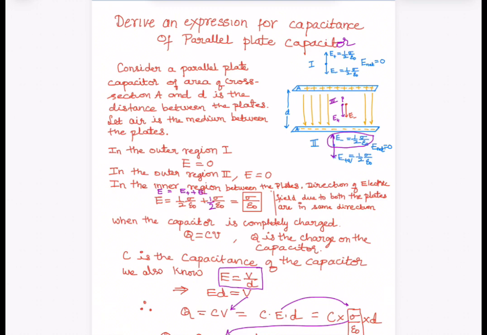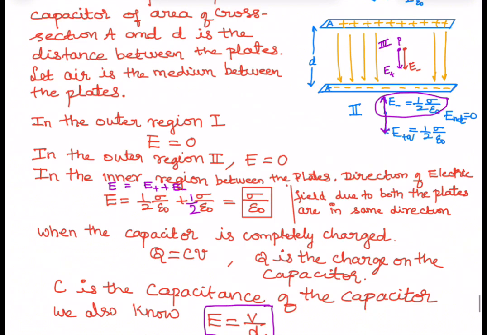So I think we have come to the end of the derivation. In the coming lessons, we are going to learn what happens to the capacitance when capacitors are connected in series, or what the effective capacitance is. What is the effective capacitance of capacitors when many capacitors are connected in parallel? Those derivations we are going to do in the next class.